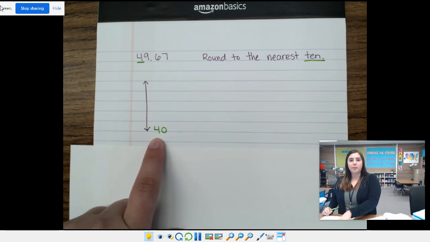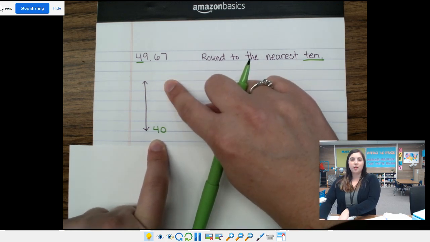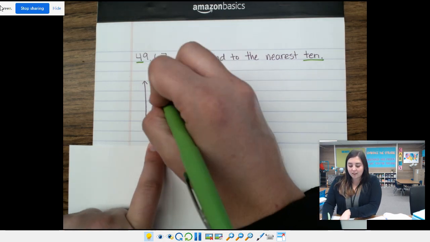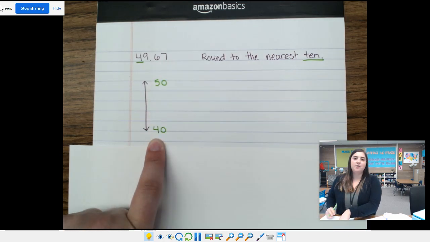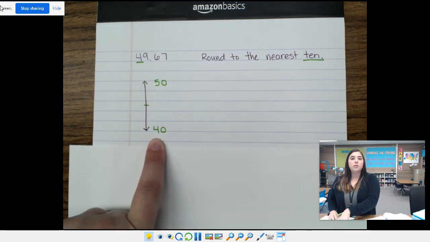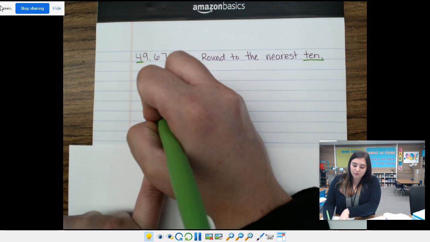That's my bottom number. And I want you to figure out, what do you think would go on top? If you have one more 10, what would that be? 50. You getting a hang of this? Now, what would go in between those two? What's right in between 40 and 50? Write it down. Be 45.